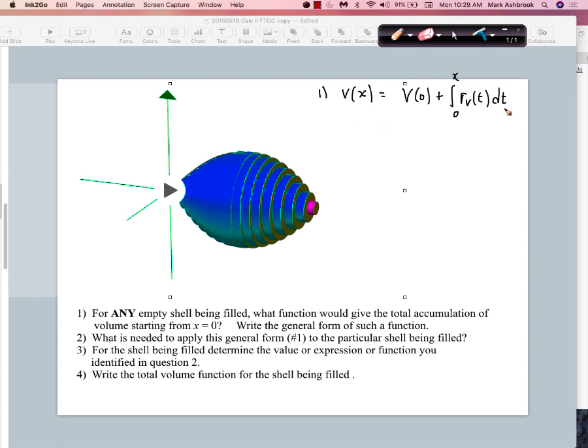It works for any quantity: area, volume, temperature, distance, anything with force, work, mass, anything that we want to accumulate. All we need is the rate of change of that quantity, and we can write down the total accumulation. That was our whole journey the first week of class, to come up with that. Now this particular problem, what do we need to apply the general form? So now we want to apply this general form to this. What do we need?